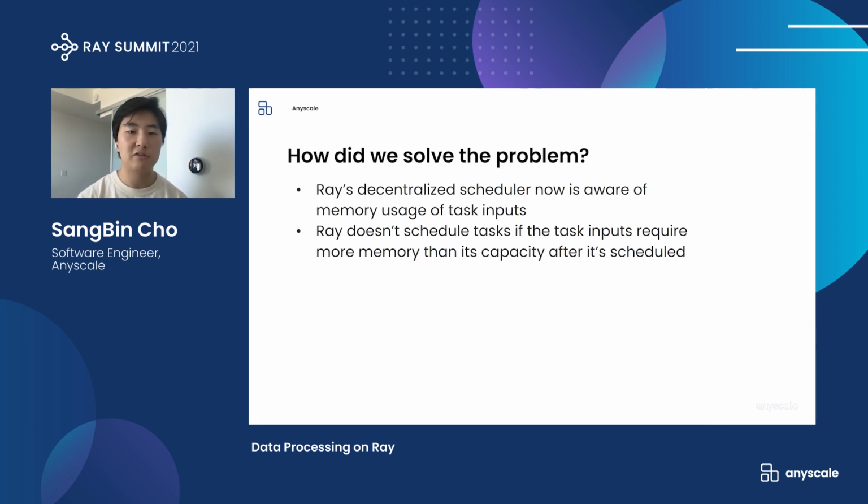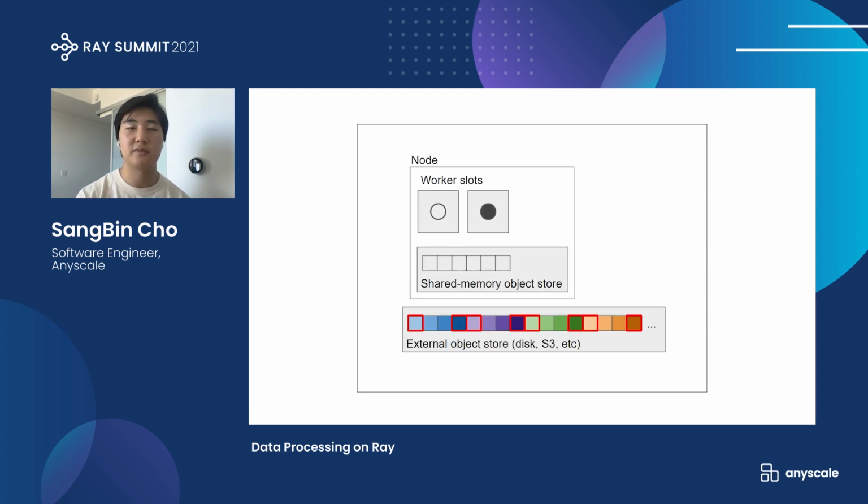So then how did it solve the problem? Now Ray's decentralized scheduler is also working as a decentralized memory manager. So it is aware of memory and does proper admission control based on the memory usage. And it always tries not to use more memory than its capacity. This means Ray doesn't schedule tasks if the objects that the task requires use more memory than the capacity of the machine. So let's actually see with the real example.